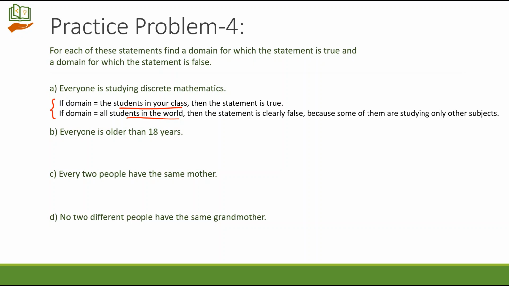Everyone is older than 18 years. What can be the domain? In our country, usually if you want to apply for a voter ID, everybody should be 18 years and above.